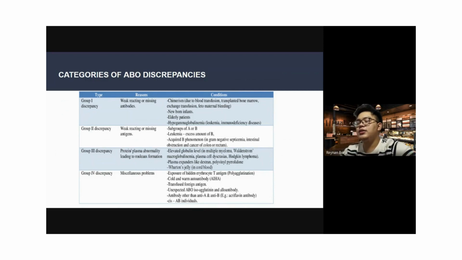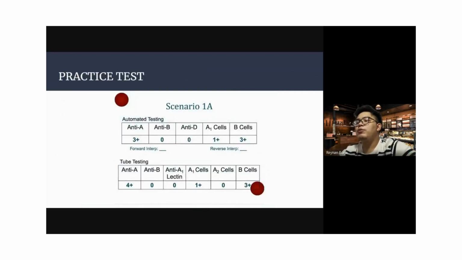Tapos na. I think tapos na yung lecture. Ay, meron pa tayong mga scenario. So, okay. Antok na ako. Okay, sige, wait.